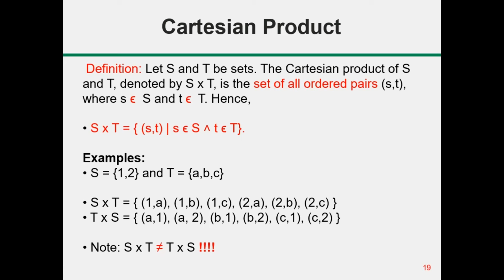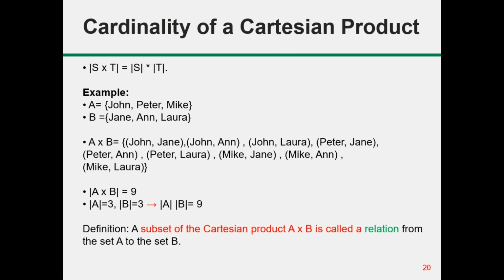Remember this, don't think that the product is always the same. It's different. It's not like 2 times 4 is 8 and 4 times 2 is 8, they're the same. But don't think in this way; S × T and T × S are completely different. However, the cardinality of the Cartesian product is the same.